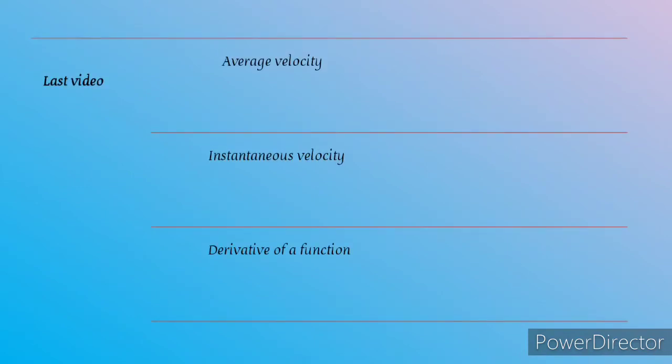Greetings everyone. In our previous video we discussed average velocity, instantaneous velocity, and gave the definition of the derivative of a function. In this video we will see the geometric interpretation of the derivative, but before that we have to understand slopes and rate of change.